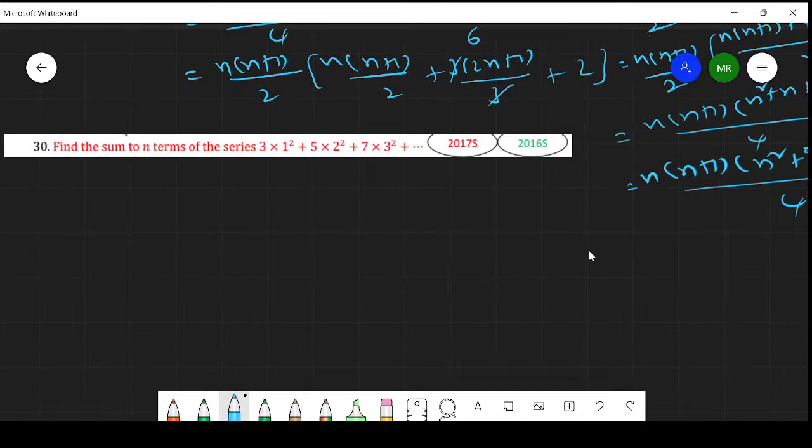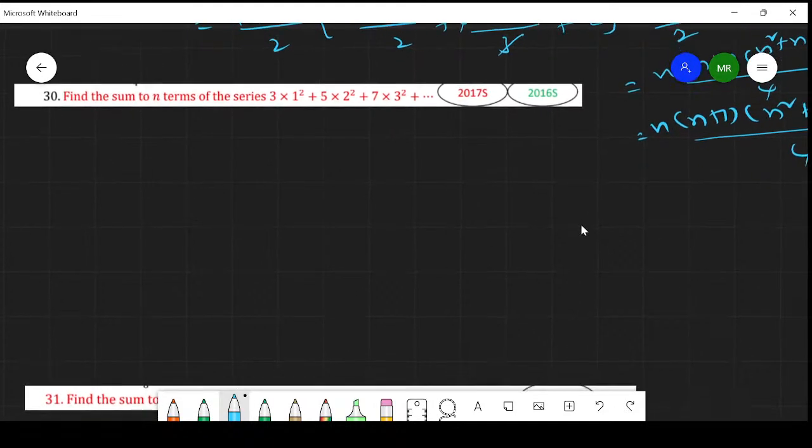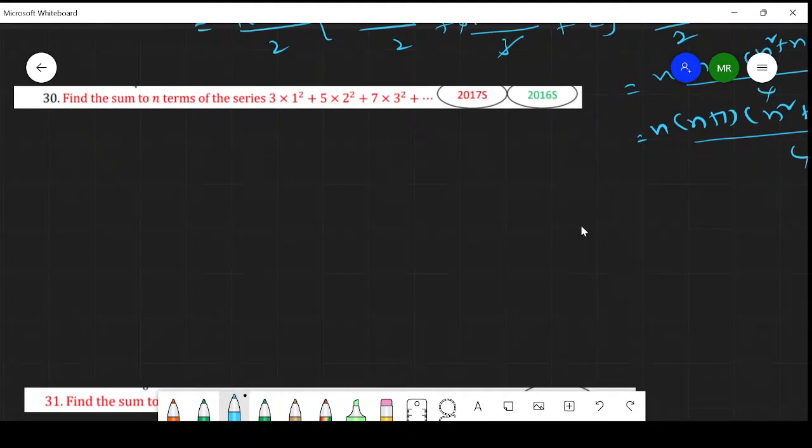Next, find the sum to n terms of the series. Another 3 more problems are there. That's all.